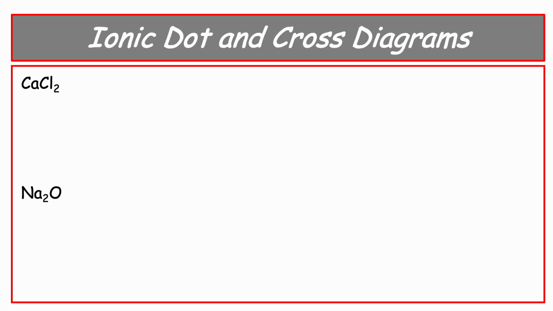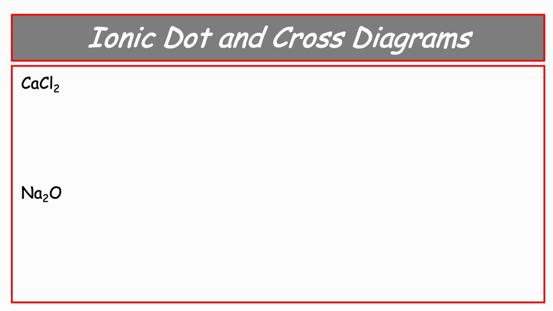There are 2 more examples I want to go through, and then I'll give you some to try yourselves on the mini whiteboards. So the first is calcium chloride, which is CaCl2. Next lesson, we're going to look at building ionic formulae, but for now, we just need to be able to draw dot and cross diagrams for CaCl2 and Na2O, sodium oxide.